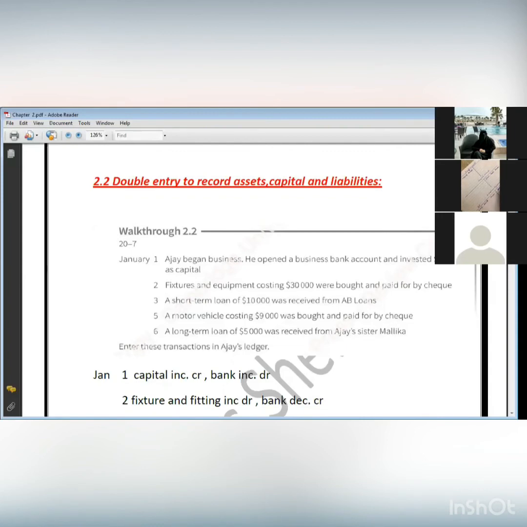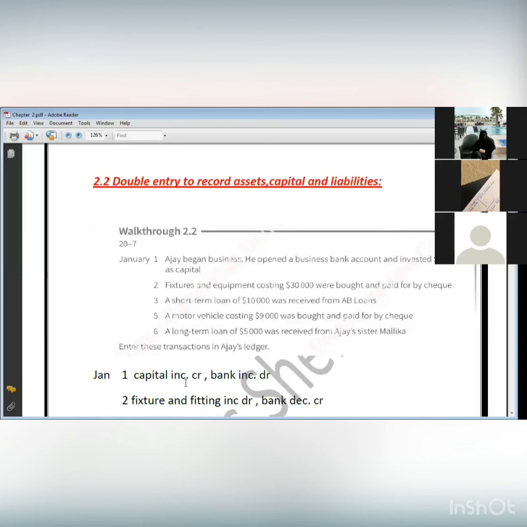Right. Bank. What will I do in bank? In bank, we will write on the credit side. Yes. We will write Jan 2. Excellent. Fixture and equipment, then $30,000. Can you see my handwriting?